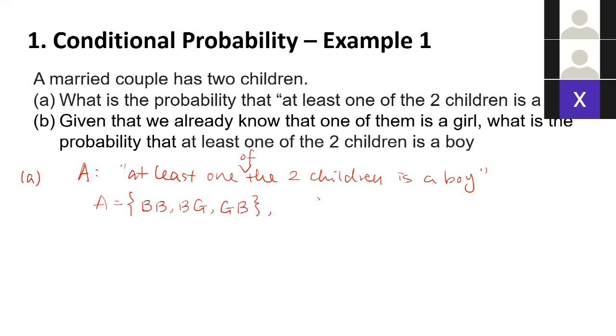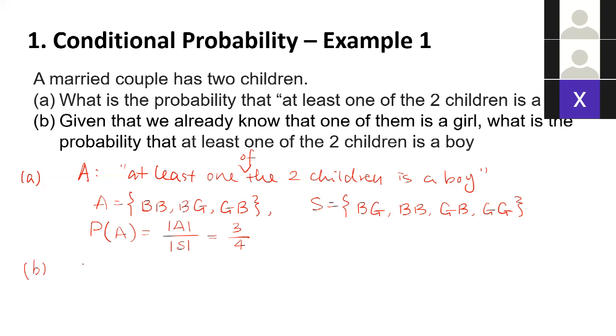Okay, so what is a sample space? Sample space, if we have two children, we can have boy, girl, boy, boy, girl, boy, and girl, girl, right? There are four sample points in the sample space. So just for the first question, the probability of this event is the number of sample points in this event over the number of sample points in the sample space, which is 3 over 4, right? So for the first question, the probability is 3 over 4.